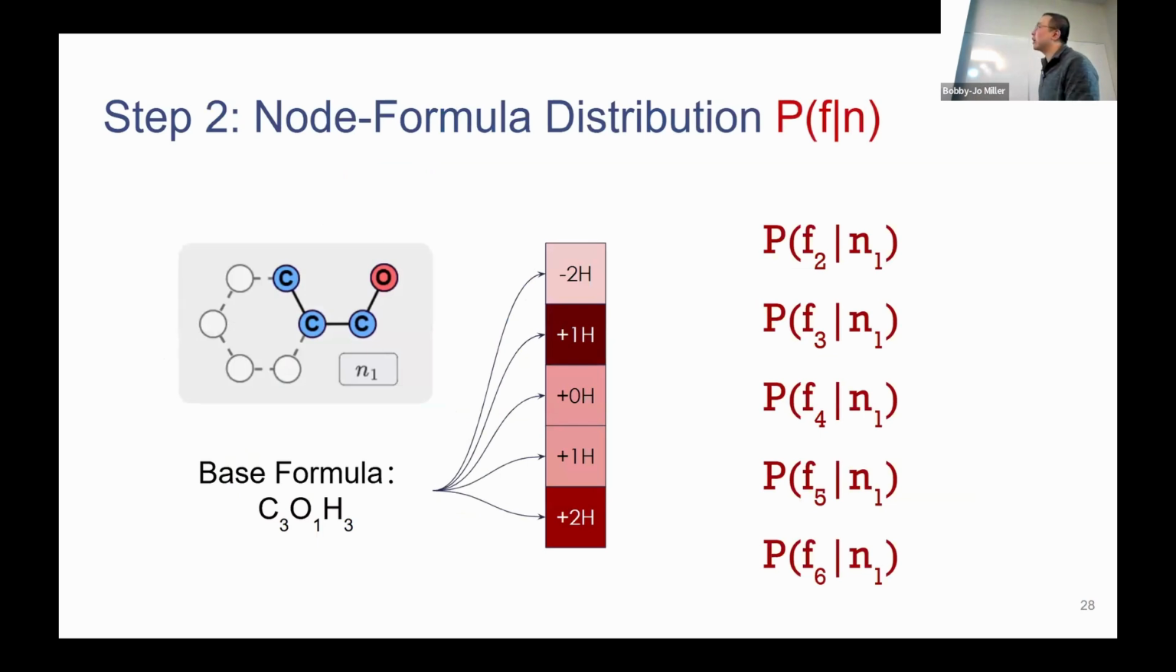Then the second step, given the probability of a node, we define this thing called node formula distributions. That is, given a node, the conditional probabilities of you observing any of those formulas at this particular node. So in here, we have a base formula of 3 carbon, 1 oxygen, and 3 hydrogens. We're going to put in 5 different variations of it. Then for each one of them, we assign a probability value. That's our node formula distributions.